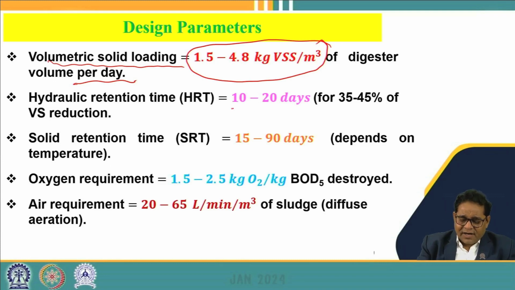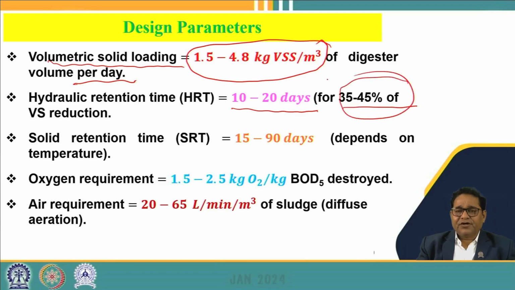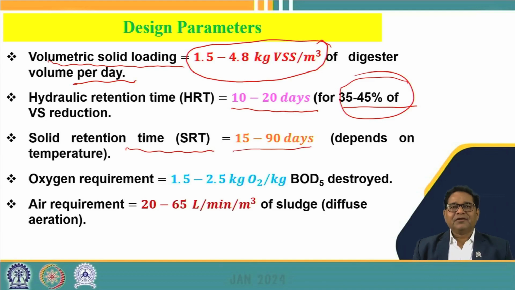And then there is another criterion, the hydraulic retention time, which is to be used for 35 to 45% reduction of VS. So that is around 10 to 20 days. If it is a thermophilic range, then this HRT value can be further reduced, accordingly for the mesophilic range of digestion and the thermophilic range of digestion. Similarly, there is the solid retention time, which is to be taken as 15 to 90 days.